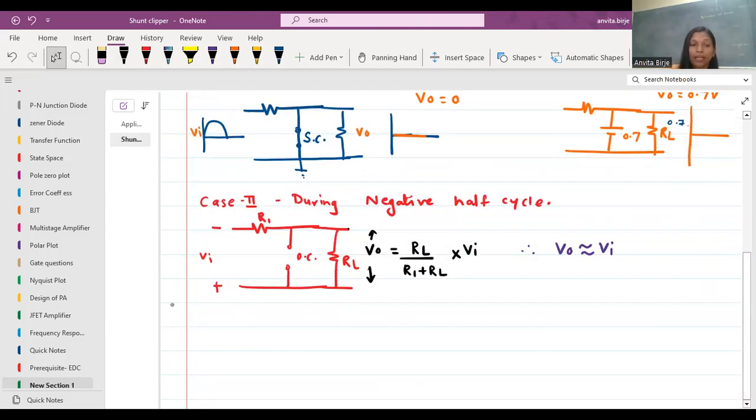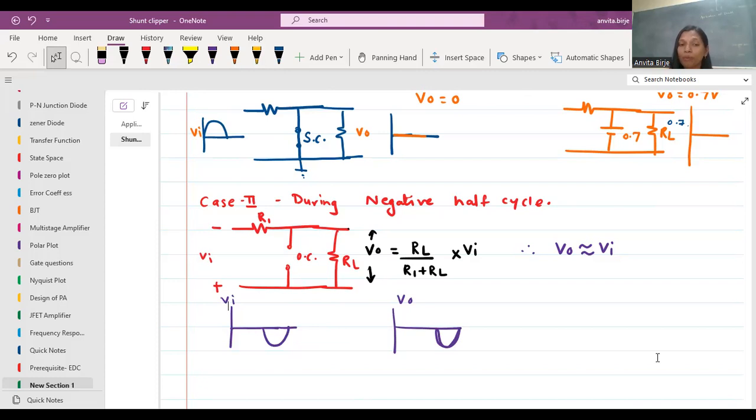So if I am applying the negative half cycle, my input is negative, so at the output I'll get the same negative side. This is my output, this is my input, so my output is equal to input. The same thing happens with the practical diode also, because practically it also offers very high resistance, so it acts as an open circuit and you will get the same waveform.